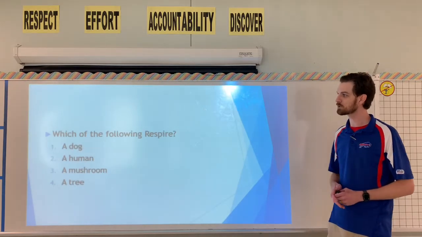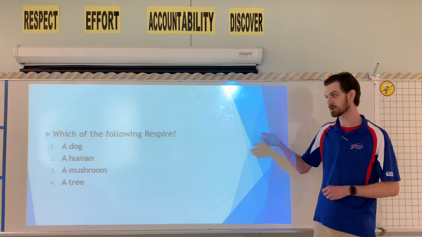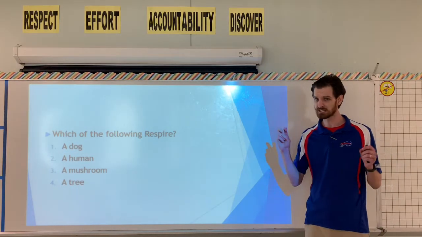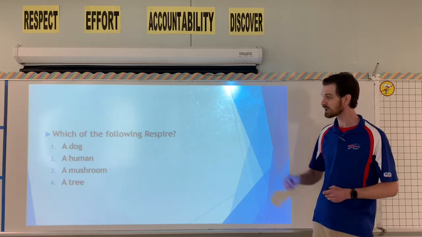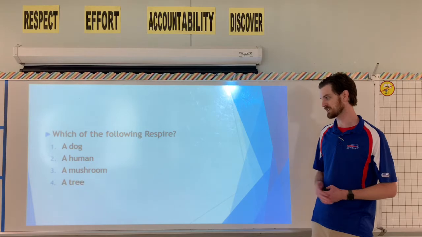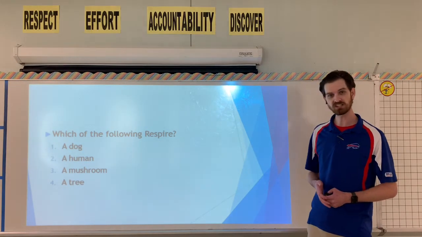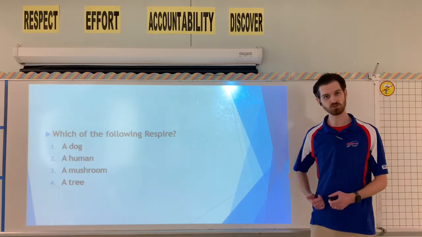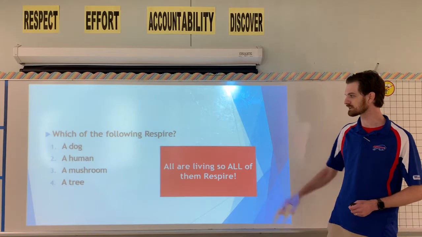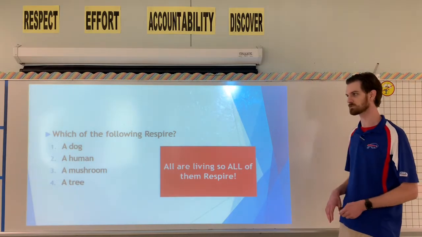So, trick question might look like this. Which of the following respire? A dog, a human, a mushroom, and a tree. And a lot of students will pick the tree or the mushroom because they're thinking plant style and they're thinking of photosynthesis. Well, mushrooms actually don't do photosynthesis at all. They are just kind of similar to an animal cell, with it being a fungus. And trees do photosynthesis, but they have to break those sugars back down. So that makes them do cell respiration. So all living things do cell respiration. Doesn't matter what it is, they have to do cell respiration.